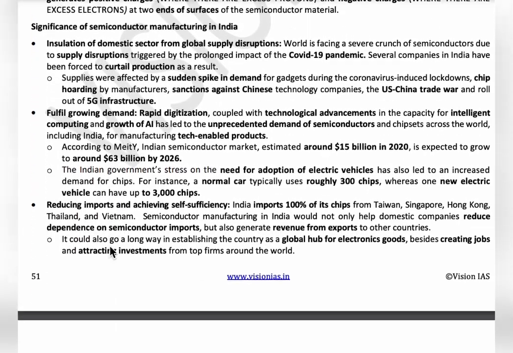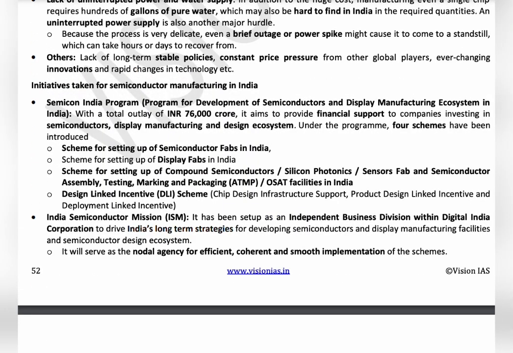Some of the initiatives are the Semicon India program, a program for the development of a semiconductor and display manufacturing ecosystem in India. Then the next is the Design Linked Incentive scheme to support chip design infrastructure, etc. And next is the India Semiconductor Mission, an independent business division under Digital India, set up for developing semiconductor and display manufacturing facilities. The next is the Modified Special Incentive Package Scheme, which was set up to allocate incentives in order to boost the semiconductor industry.